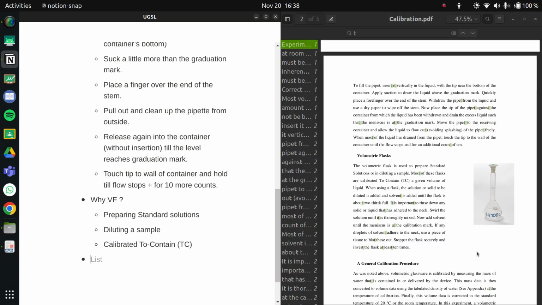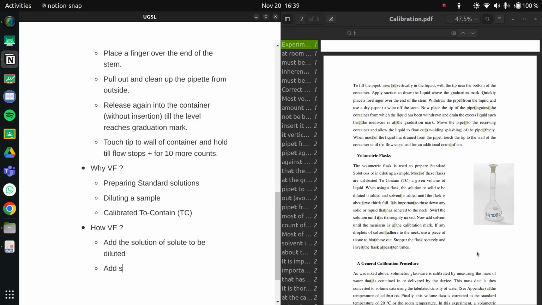So I'm just gonna write down how to use. First, when using a flask, a solution or solute to be diluted is added. Add the solution or solute to be diluted. Add solvent till 2/3 flask is full.